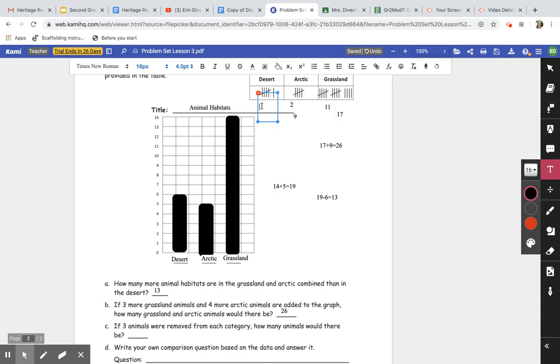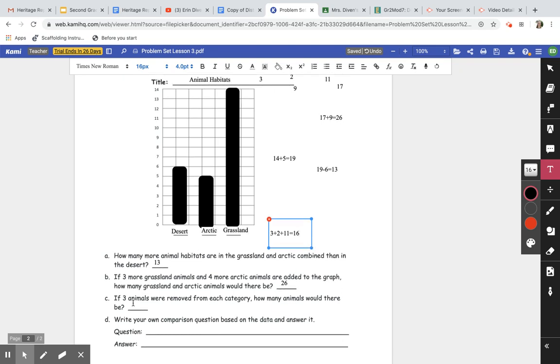Okay, I think I typed it here. This should be 3. So then if we add those 3 together, 3 plus 2 plus 11, that gives us a total of 16. So that would be our answer here.